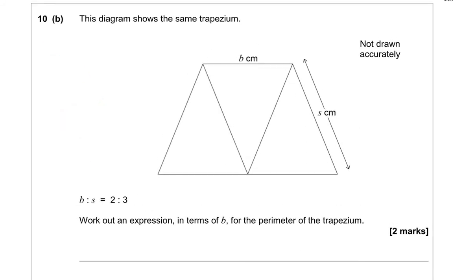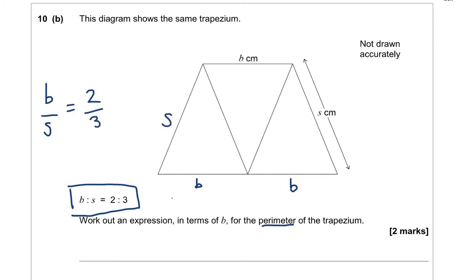Okay, 10b. This diagram shows the same trapezium. This time we've got the side length, s. Work out an expression in terms of b for the perimeter. So we need to go around the outside. So we know this is b, this is also b, and this is s. We're also given that b and s are in the ratio 2 to 3. But what does this mean? Well, it means that b divided by s equals 2 divided by 3.